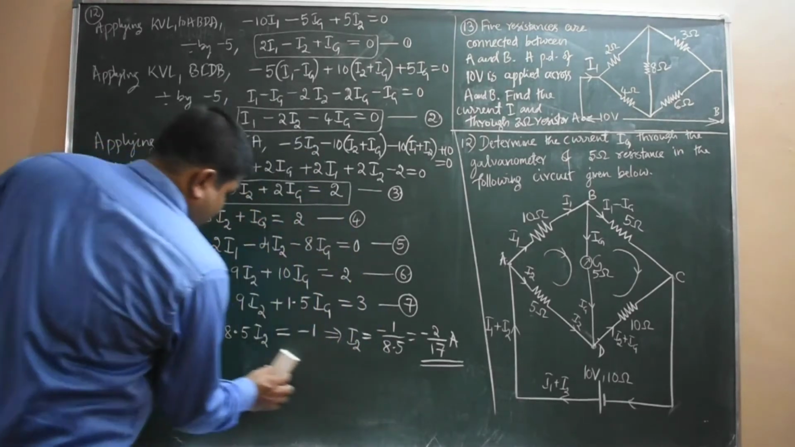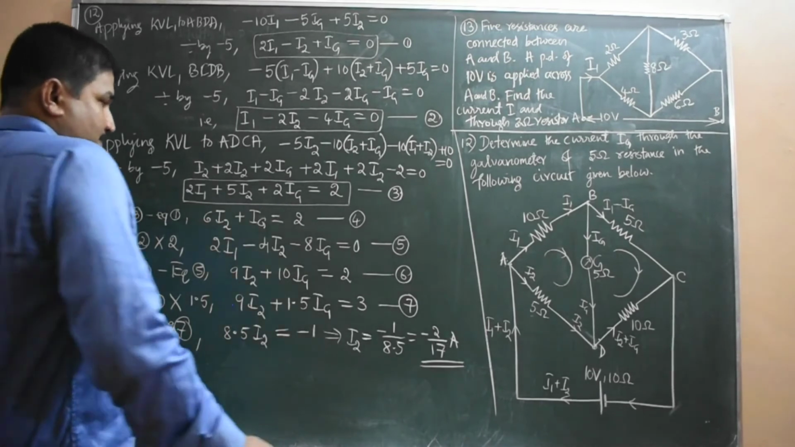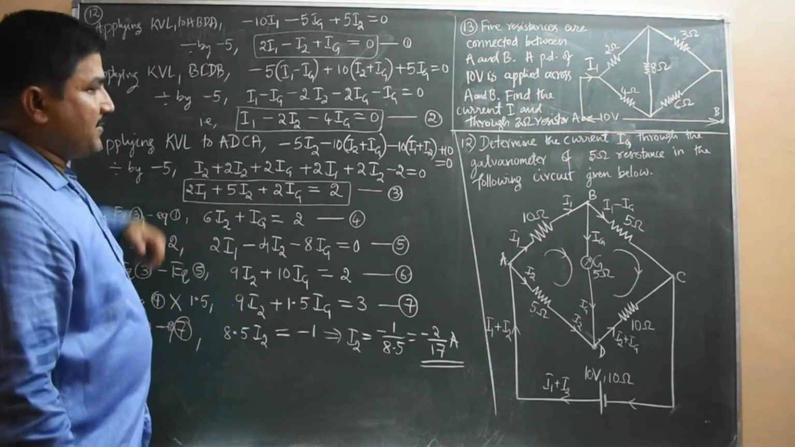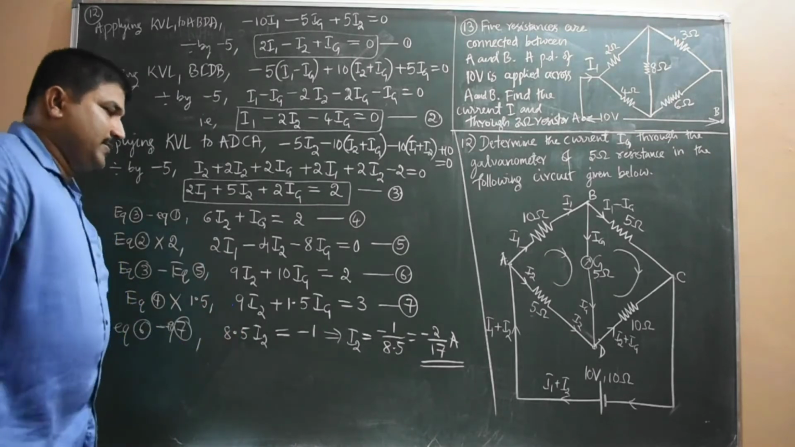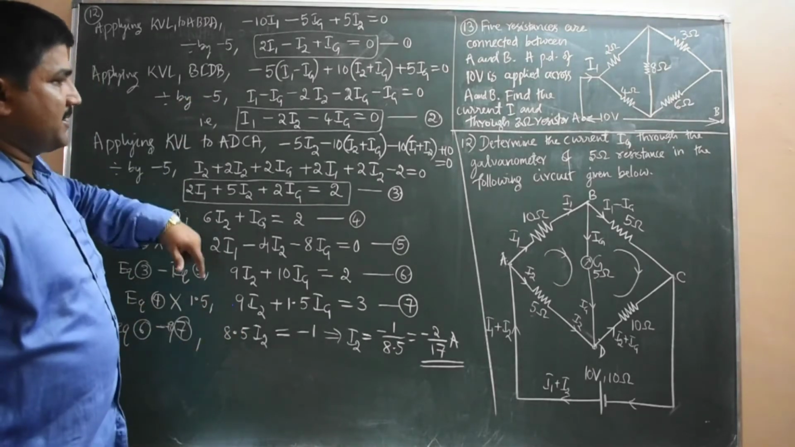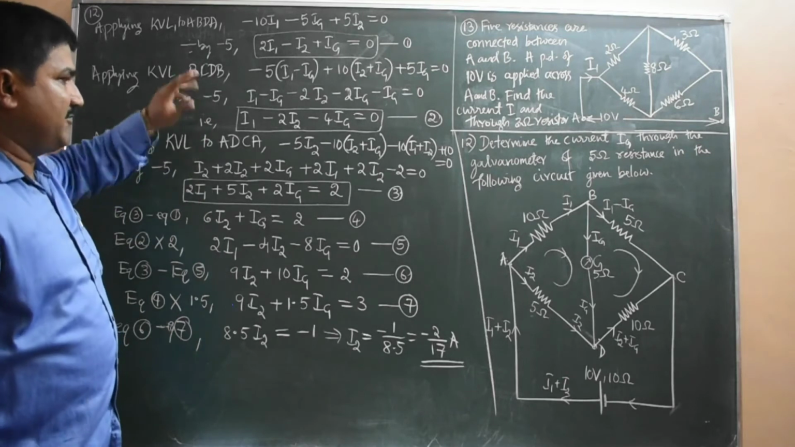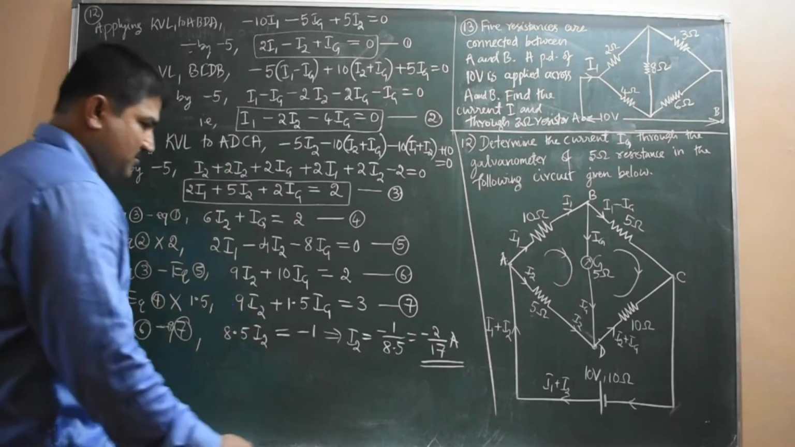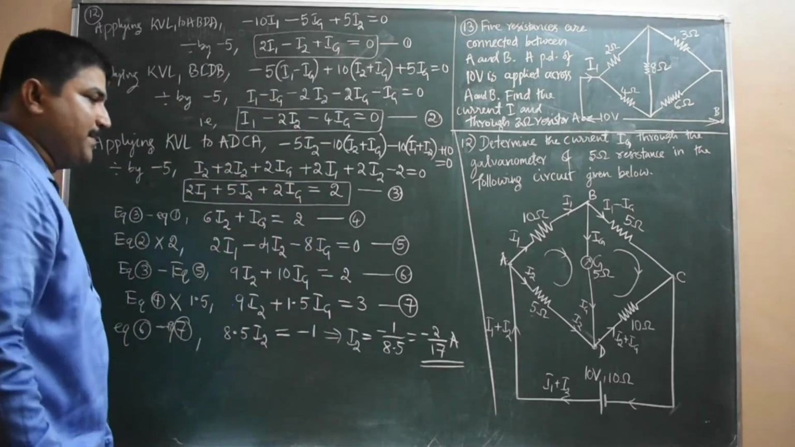So this problem can be solved in an easy method, after getting the equations 1, 2, 3, by using Cramer's rule. It is not there in the mathematics syllabus. Otherwise Cramer's rule will be very useful and very quickly you can get the answer. We need not struggle in simplifying the equations. So that's the answer, minus 2 by 17 ampere.